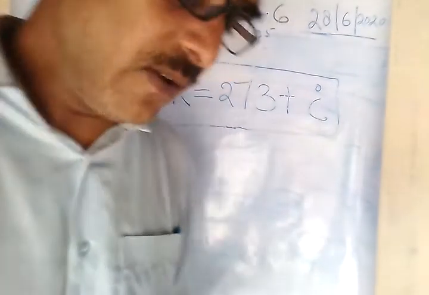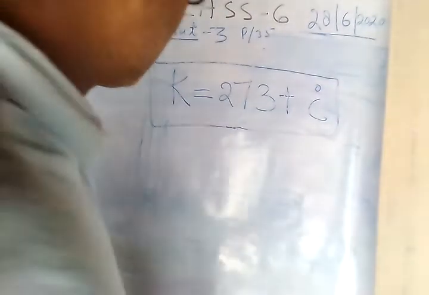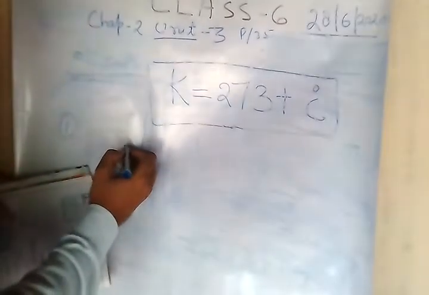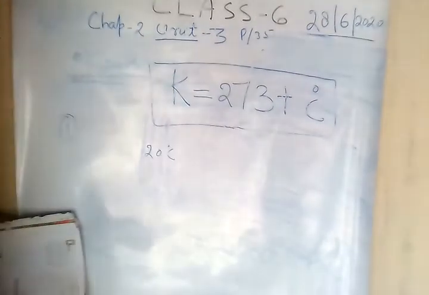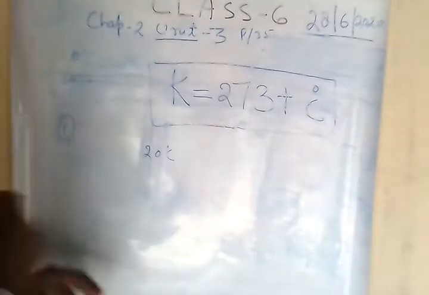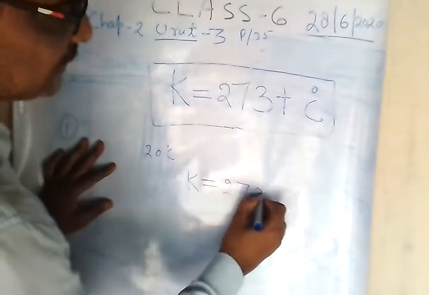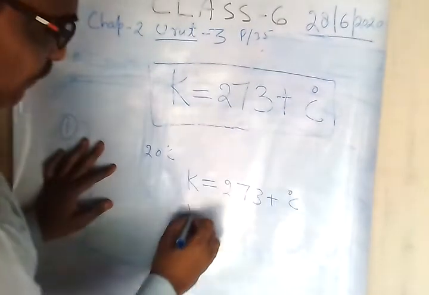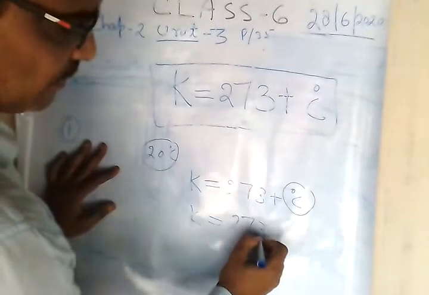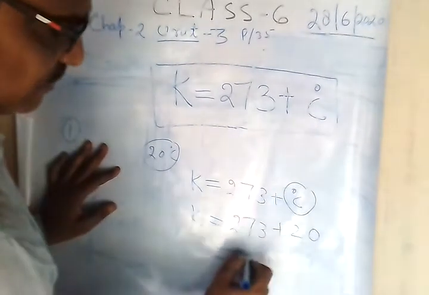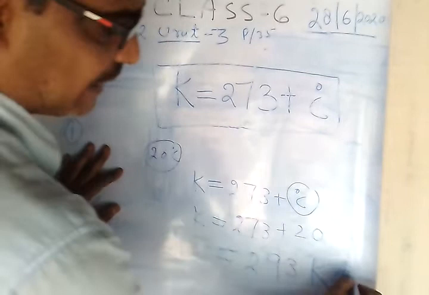It is given here. Now we are going to discuss how we convert degrees Celsius into Kelvin. Here the temperature is given as 20 centigrade, and we want to convert it into the Kelvin scale. How do we convert it? See here. K is equal to 273 plus degree centigrade. Put the value here: 273 plus 20 is equal to 293 Kelvin. Don't put a degree sign here. This is the answer.